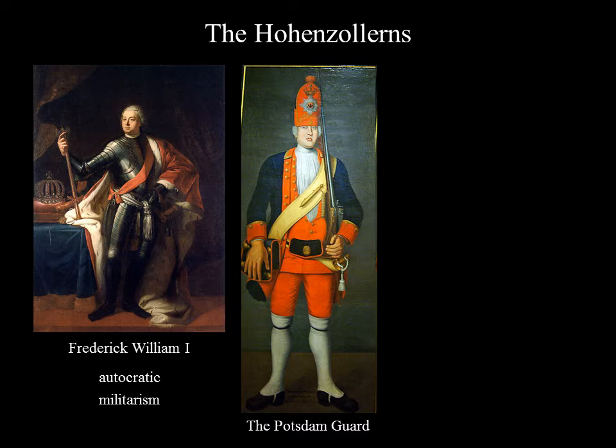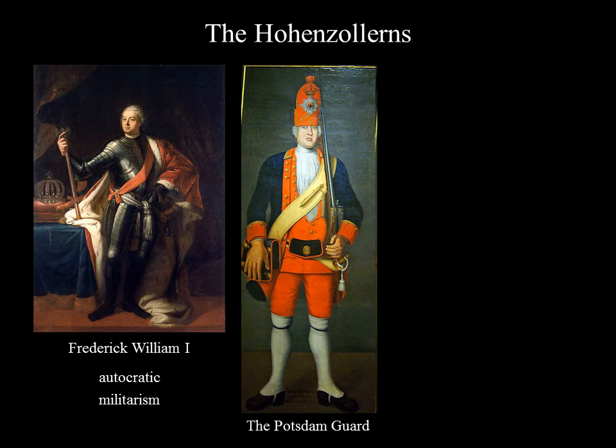This particular portrait is actually, at the time, the most famous of the Potsdam Guard. He was actually Irish. His name was James Kirkland, and he was close to 7 feet tall. So he becomes sort of the poster boy for the Potsdam Guard in recruiting.